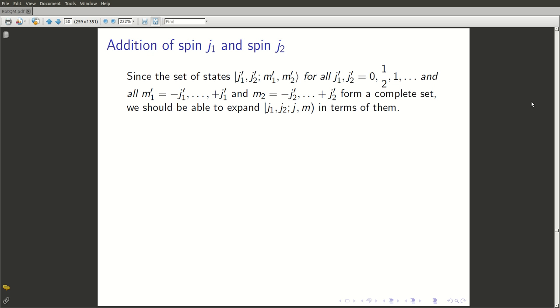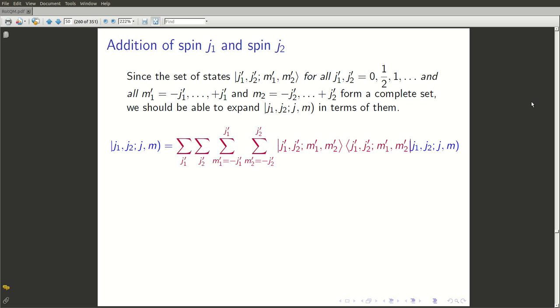So we should be able to write this. And notice this part in purple out here is nothing but a resolution of the identity. If you take all possible J1' values, all possible J2' values, and all possible M1' and M2' values corresponding to the J1', J2' values, this particular thing forms an identity. So all you are saying is you are applying the identity operator on |J1, J2, J, m⟩. And this of course is correct.